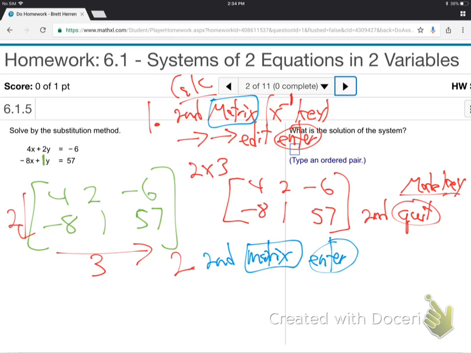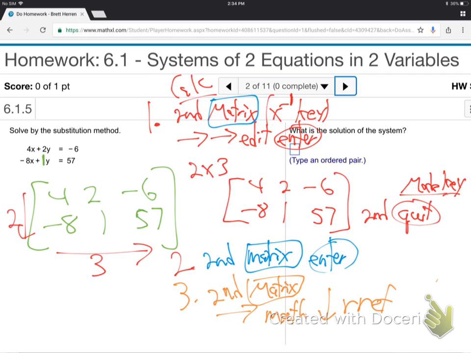Step 3, we're almost there. Step 3, go back to second matrix a third time. Keep going in and out of the matrix menu. Second matrix, go over to the math menu, don't hit enter yet. Go over to the math menu and go down to the RREF. Down, down, down, down, down.